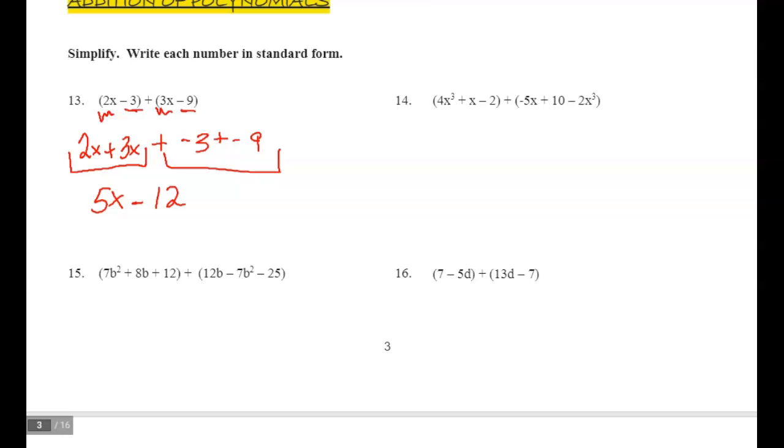And that comes into play here on this next one. So I got cubed here, and I got cubed here. But notice how they're kind of out of order. So the first thing I have to do is my highest degree, so that's my cube. If I have 4x cubed and I minus 2x cubed, that leaves me with 2x cubed. I have a positive x there, -5x there. They combine to get -4x. And then -2 and 10 combine to get a +8.